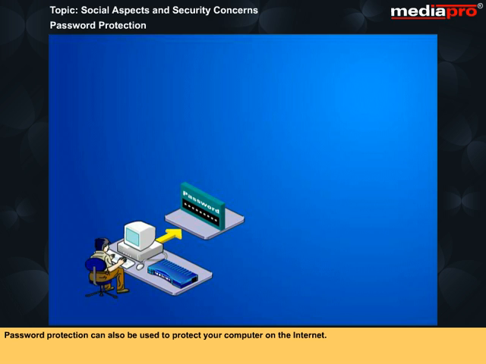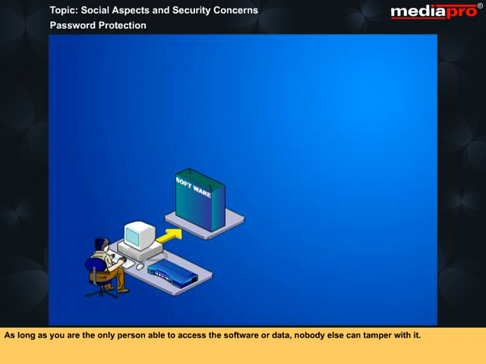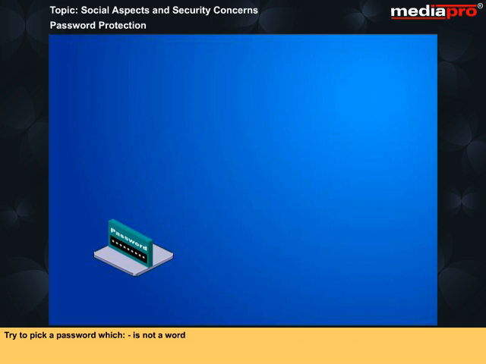Password protection can also be used to protect your computer on the internet. As long as you are the only person able to access the software or data, nobody else can tamper with it. Try to pick a password which is not a word, has at least 6 characters, has at least one non-alphabetic character, and uses both upper and lowercase letters.